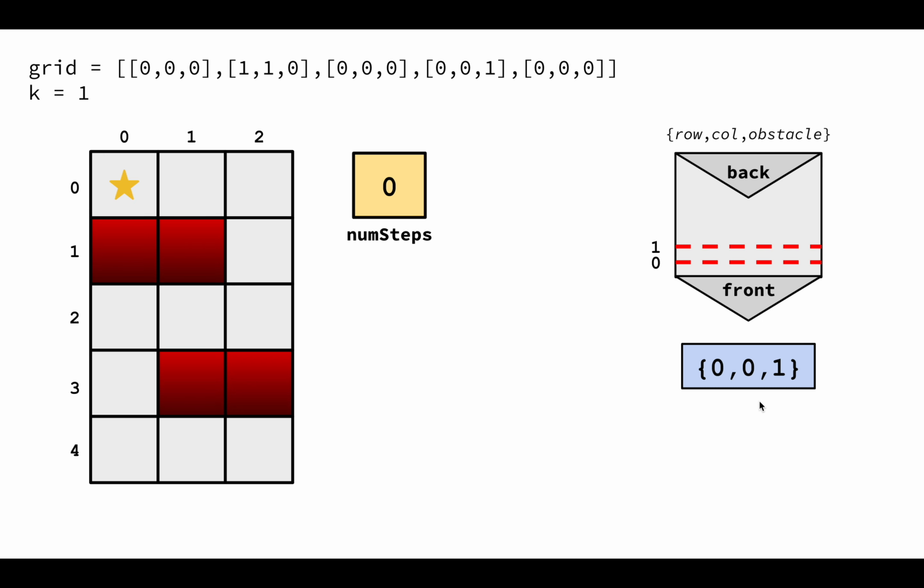So now we'll go with the 0, 0, 0, so that's over here. Make sure to add it to our visited set. And we look at all possible options. Again, given we have no obstacle elimination left, we won't be able to go down. And given that this location has already been visited, we won't be able to go there either.